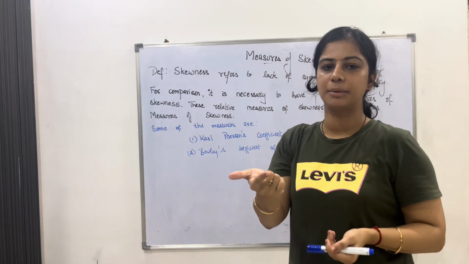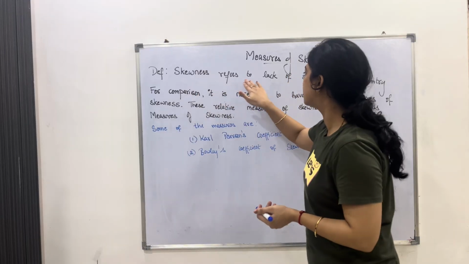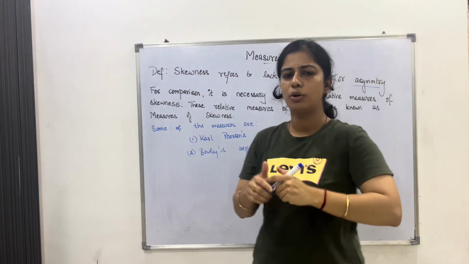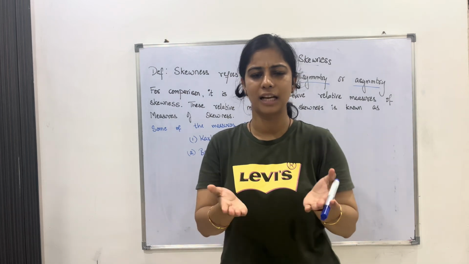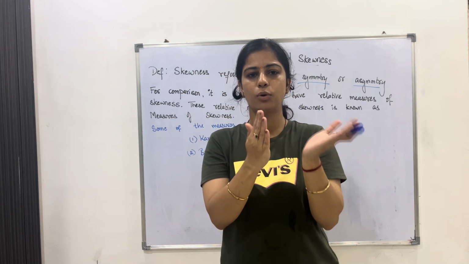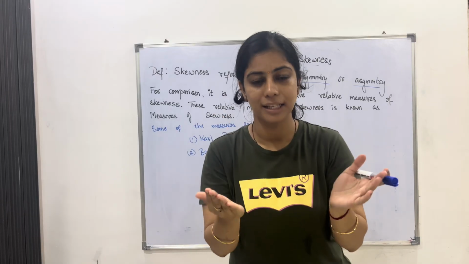Now, what do you understand by the term skewness? Skewness refers to the lack of symmetry, or it is asymmetry. So what we usually understand by symmetry, for example, if you have a paper and you fold it and you open it again, it is equal on both the sides, right? So that is called symmetry.